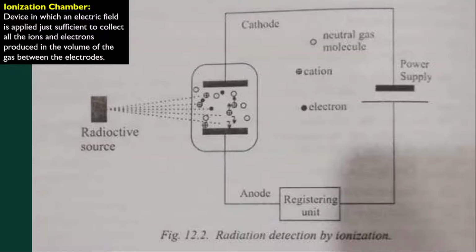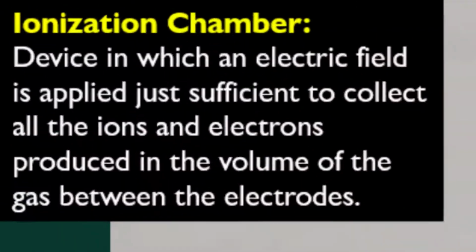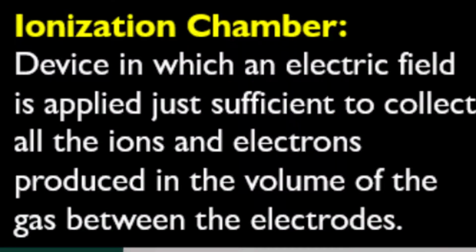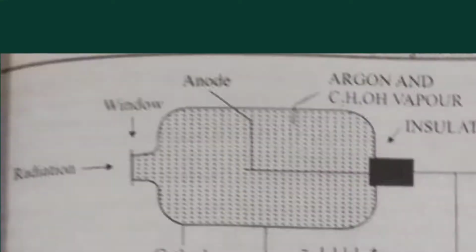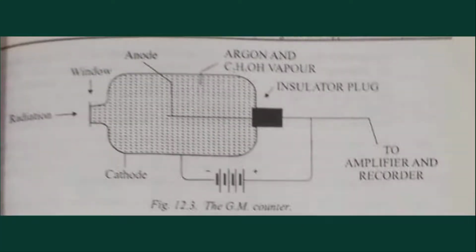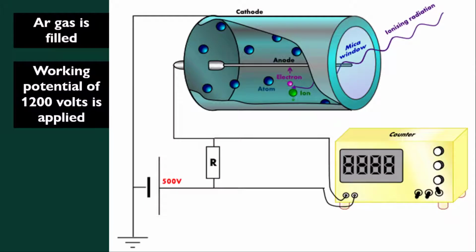So this is the diagram of some sort of ionization chamber. What is an ionization chamber? It is a device in which an electric field is applied just sufficient to collect all the ions and electrons produced in the volume of a gas between the electrodes. If we talk about a common gas ionization counter, it will be the Geiger-Muller counter, which you can observe in the diagram. This is also an ionization chamber.